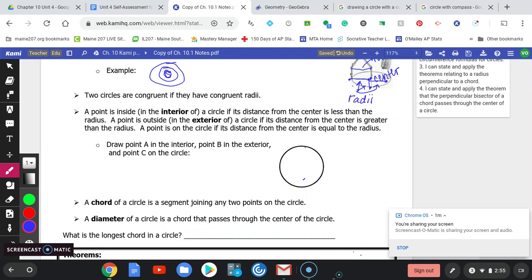Next, we have the interior, exterior, and points on a circle. So a point is inside or in the interior of a circle if the distance from the center is less than the radius. So, for example, this would be a point in the interior. A point is outside or in the exterior of a circle if its distance from the center is greater than the radius. And finally, a point is on the circle if its distance from the center of the circle is equal to the radius. So this point here would be on the circle.